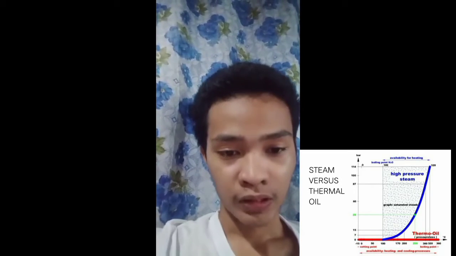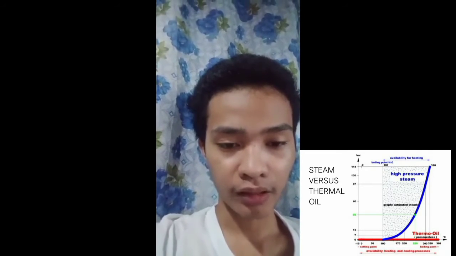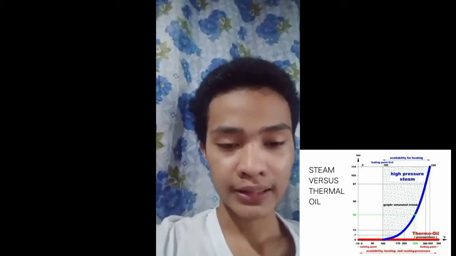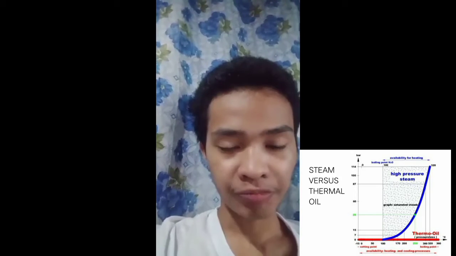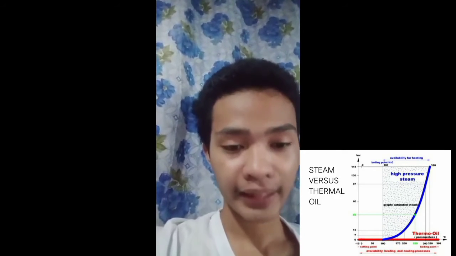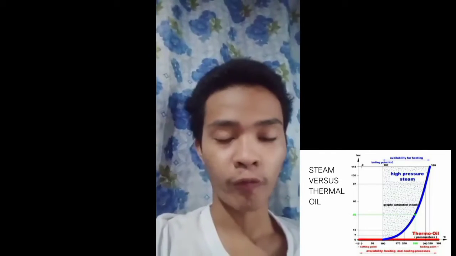On the other side, the red represents the thermal oil. Based on my observation, the temperature of thermal oil is increasing while the pressure remains constant. So that's my observation for the graph of steam versus thermal oil.